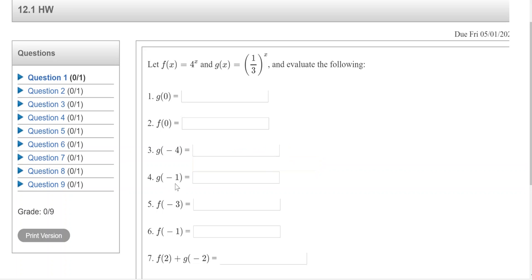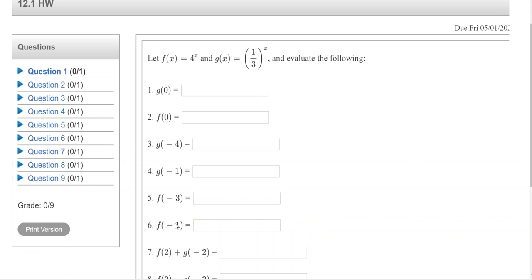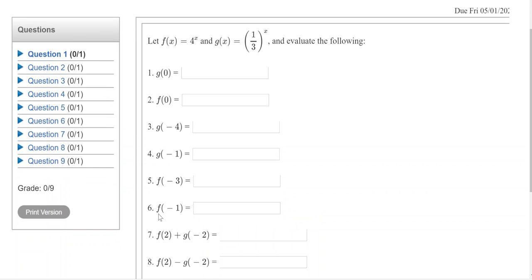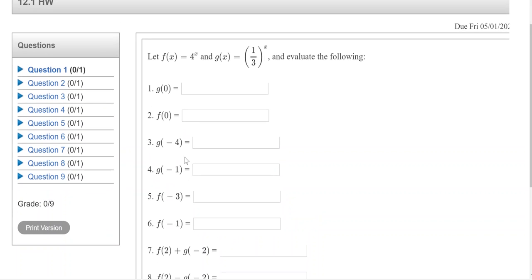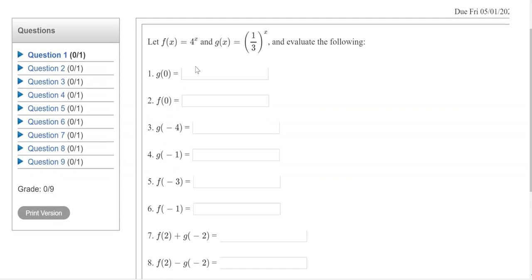That's the number that they're looking for. Finding g of -1 means put a -1 in for the x on the g rule and simplify. Finding f of -3 means putting in a -3 for the x on the f rule. So what is 4 to the -3 power? That's what they're asking us to find. Reading it is probably over half the battle. Finding f of -1 means go put a -1 in for the x on the f rule and simplifying. What is 4 to the -1 power?